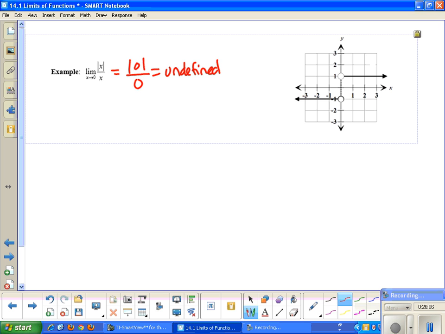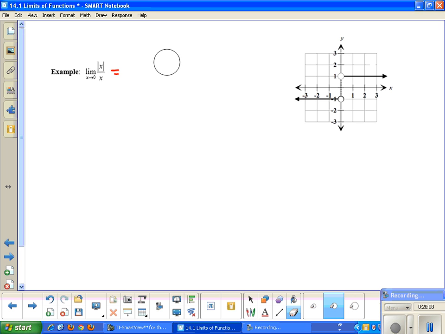Because we can't divide by 0, I need to figure out what the limit of this is equal to. So to find the limit, the limit as x approaches 0 from the right side, and this would be the limit as x approaches 0 from the left. This one is approaching a value of 1, this one is approaching a value of -1, therefore the limit does not exist.